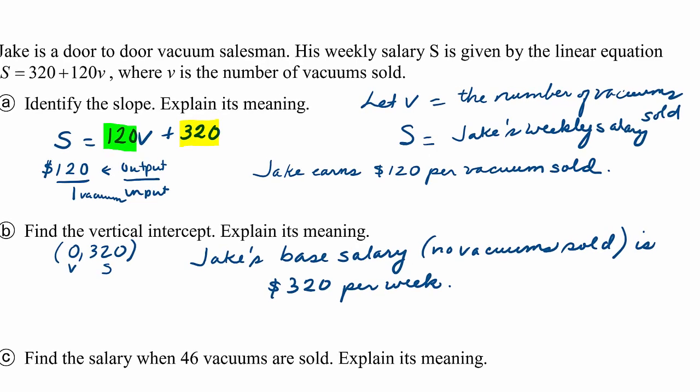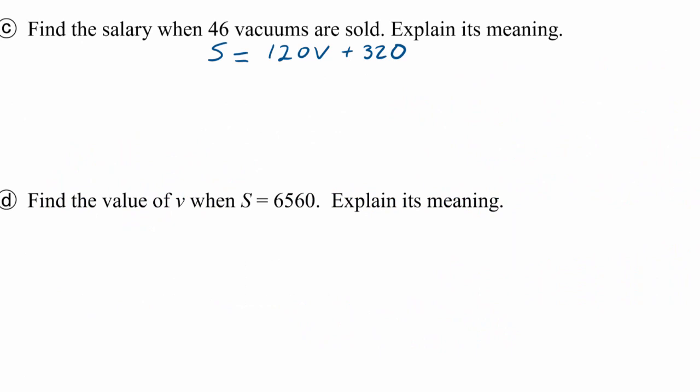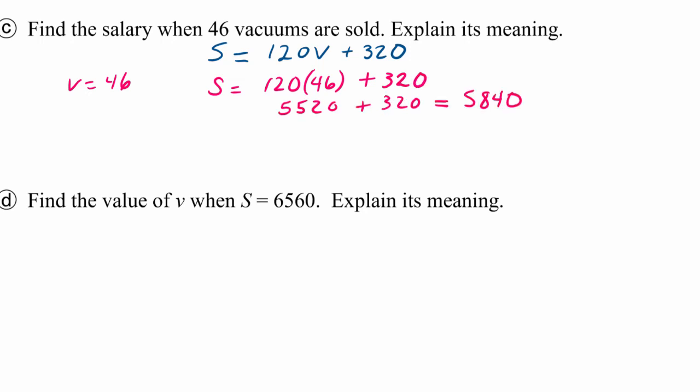For part C, it says find Jake's salary when 46 vacuums are sold. Explain its meaning. So here's our equation. I rewrote it there. And that means V is 46. So of course we're going to substitute in for V. And then we will do this arithmetic here. And we get 5,840, and this is dollars, isn't it?